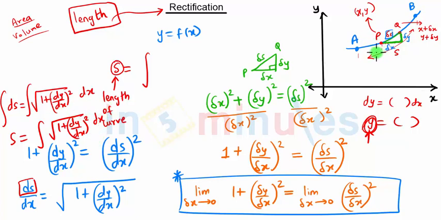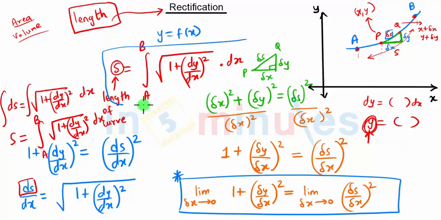So what is the length of the curve? The length of the curve is starting from this point and ending at this point, so the limits will be a to b. So our length of the curve is the integral from a to b of root of 1 plus dy by dx the whole square into dx. This is the length of the curve when we have y equal to f of x.